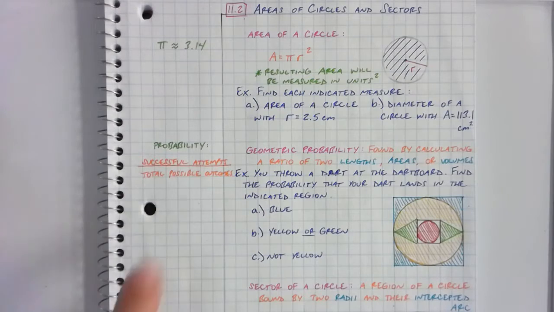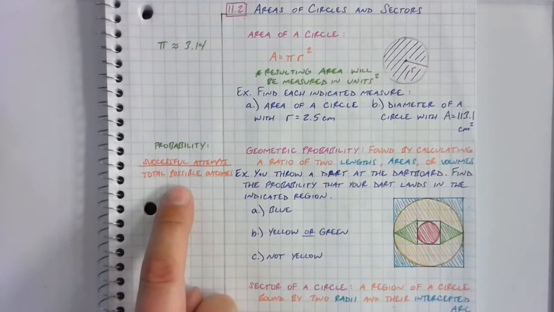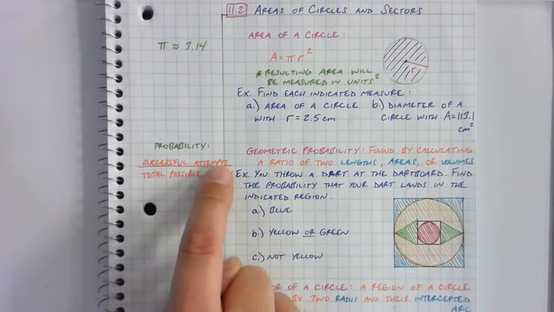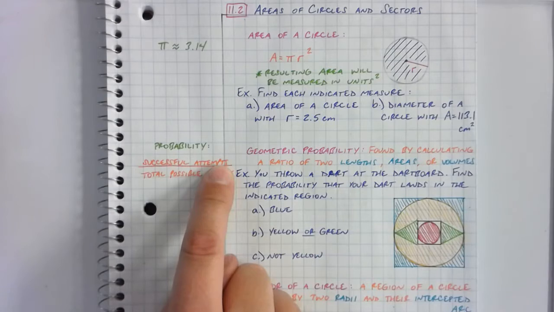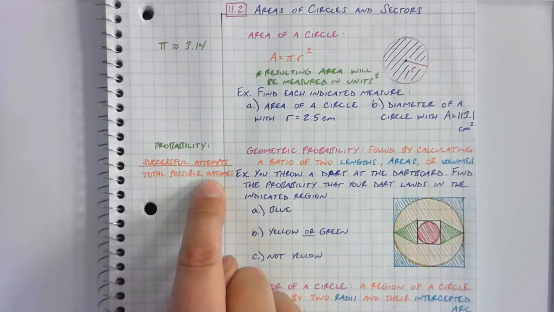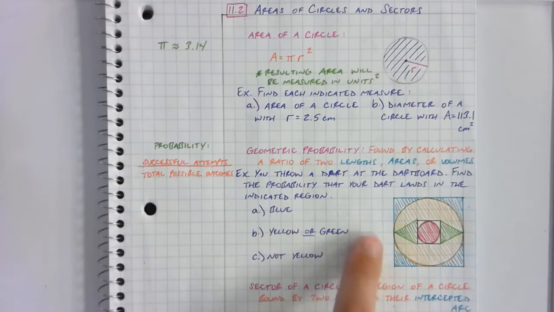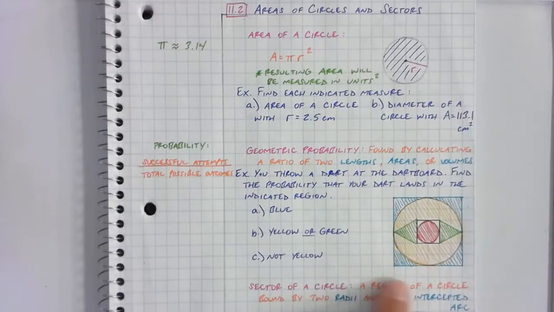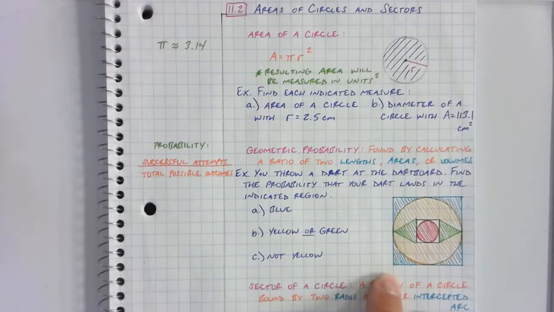So how is probability measured? It's given by this ratio right here. It's measured by the number of successful attempts, so in the case of throwing something at the dartboard, the likelihood that I hit a given region that I'm aiming for, versus in the denominator, the total number of possible outcomes, which in this case will be the area of the entire dartboard. Me just hitting it. So how will I go about measuring this?